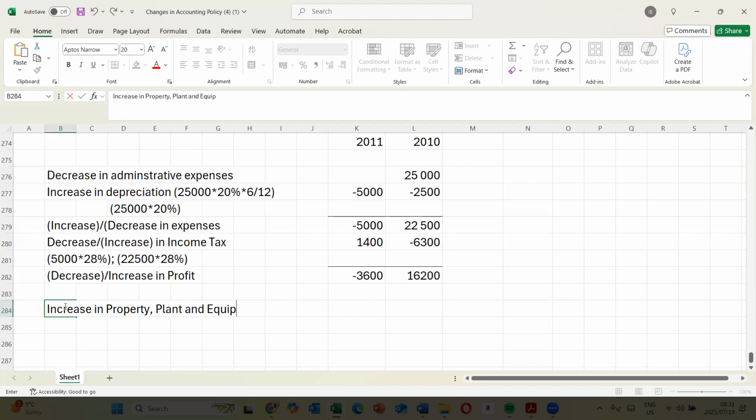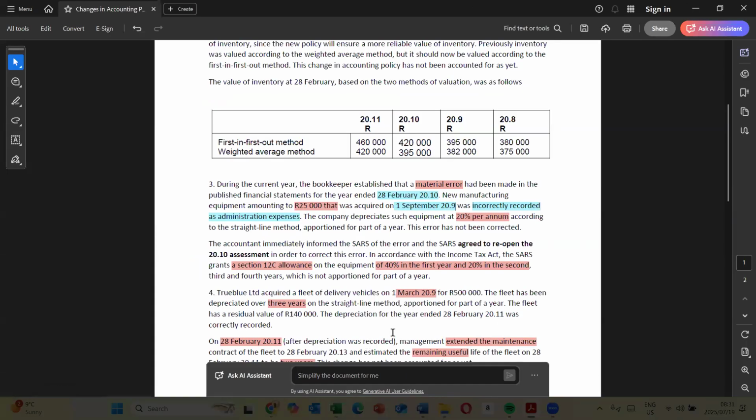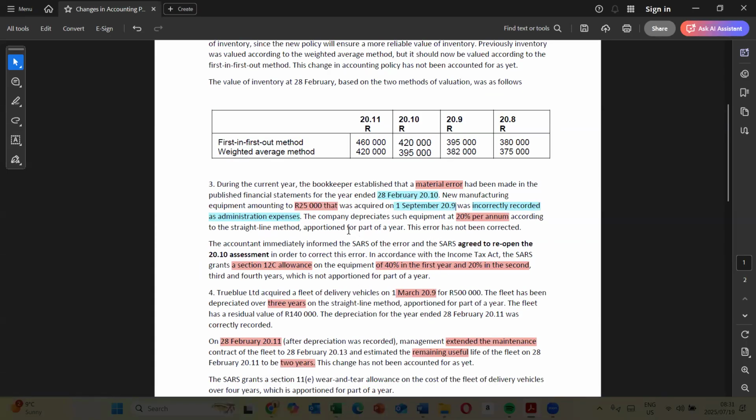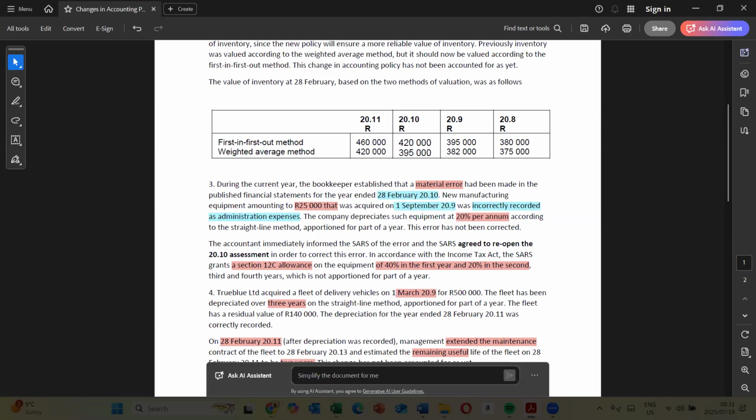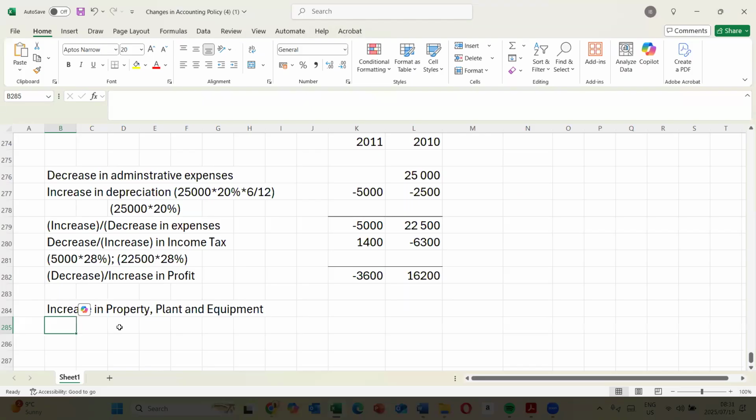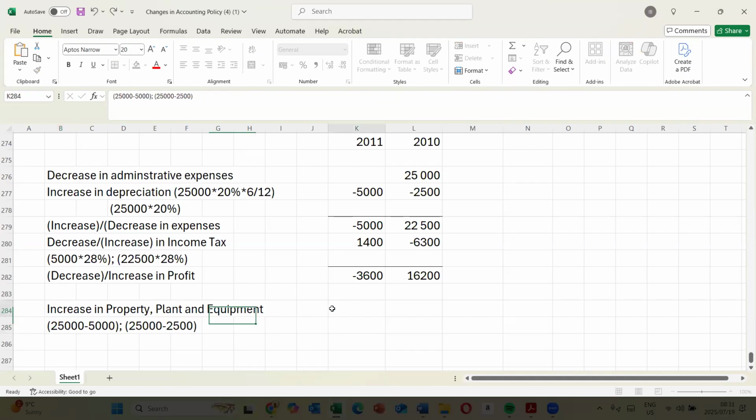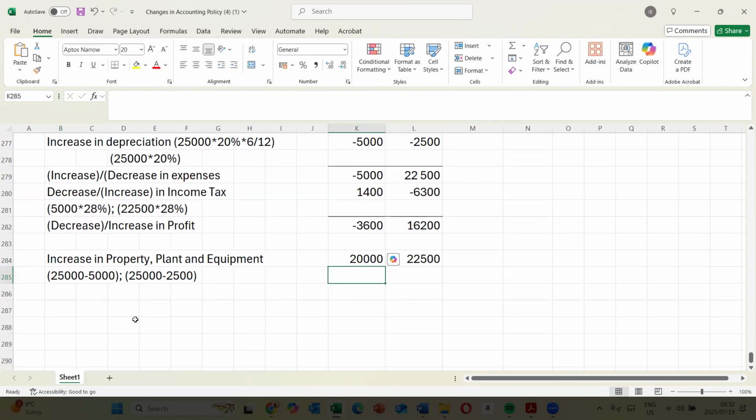Right? Remember now, the value of our PPE item is going up. So how much is the increase in property, plant, and equipment? So we can agree now that we have 25,000, which is going to increase our PPE, but of course, less depreciation. So PPE is going to be 25,000 minus depreciation, which is 5,000. And then for 2010 is 25,000 minus depreciation of 2,500. So that's the increase in PPE that we have there, right? And then here we have 25,000 minus 2.5, which gives us 22,500.